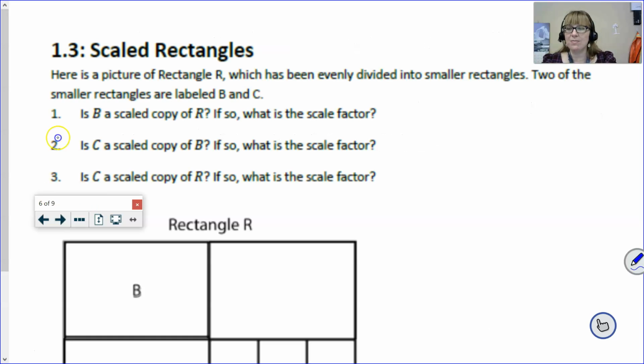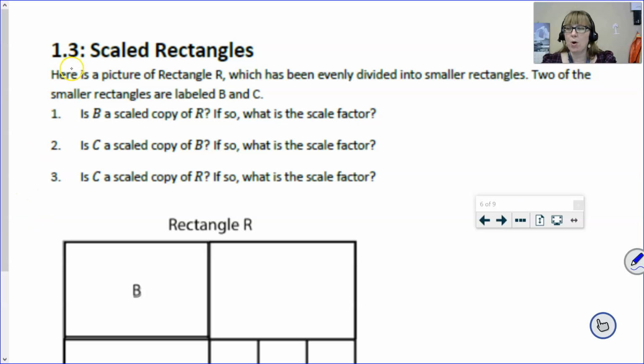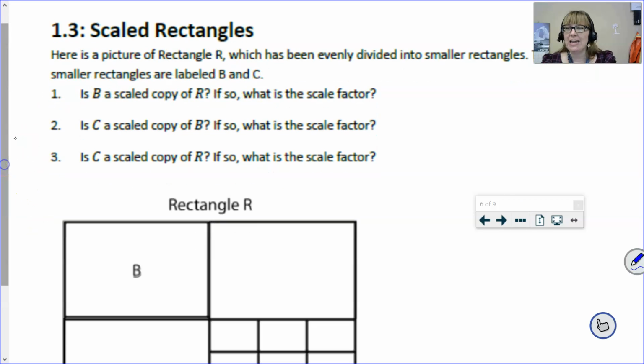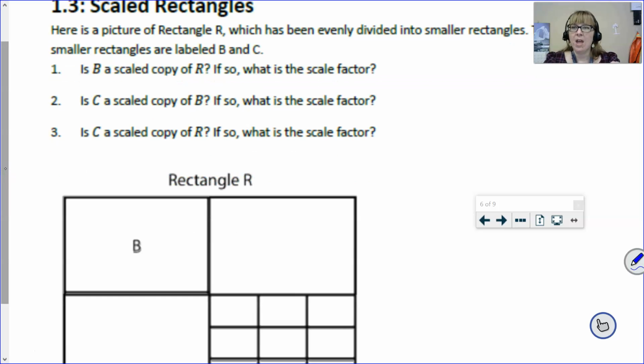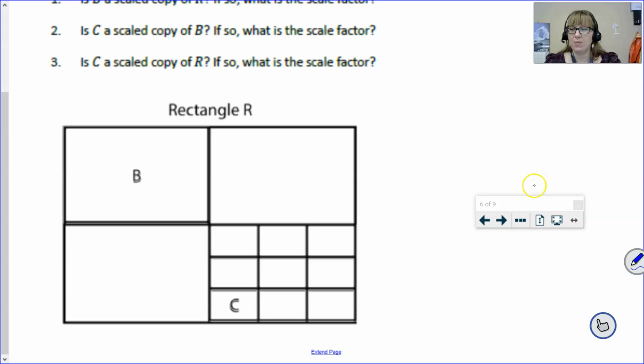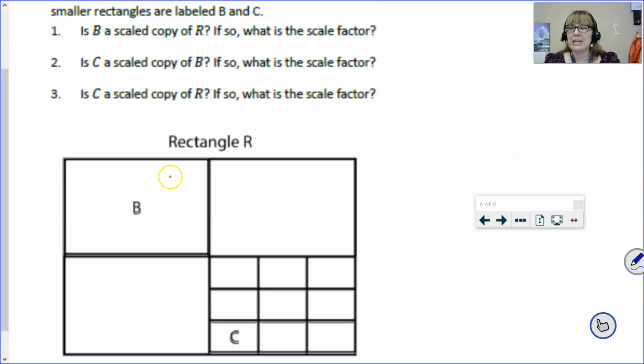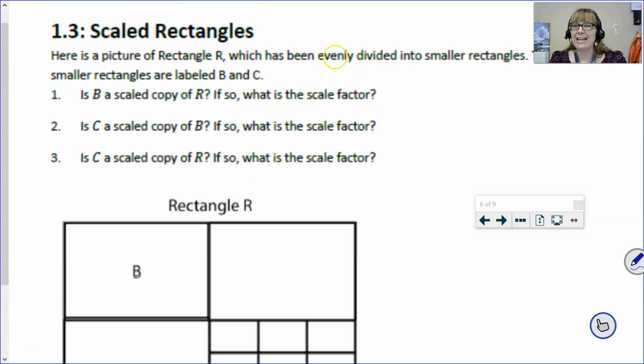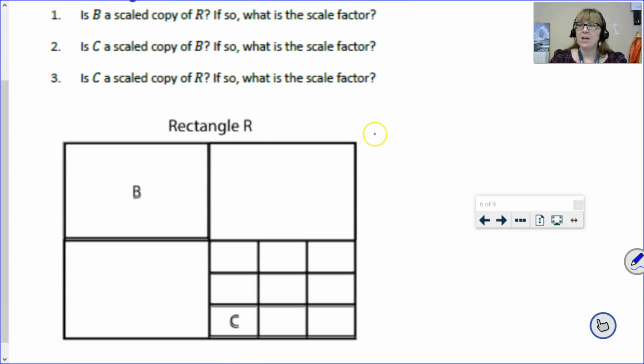Before we answer that question, let's practice just a little bit more. 1.3, scaled rectangles. Here's a picture of rectangle R. Rectangle R has been evenly divided into smaller rectangles, and two of these smaller rectangles are labeled B and C below. I want you to determine, is B a scaled copy of R? Remember, rectangle R is that whole rectangle, very much like our own set of paper rectangles. These ones are just split a little bit differently. The key thing to note though is that they are evenly divided. So is B a scaled copy of rectangle R? If so, what is the scale factor?